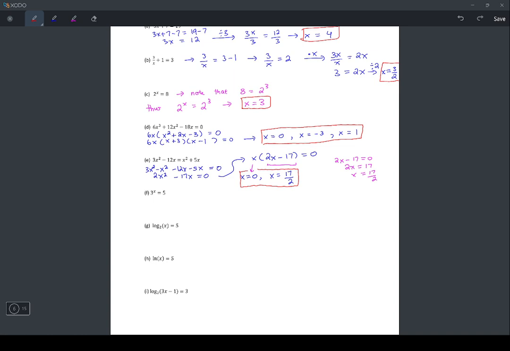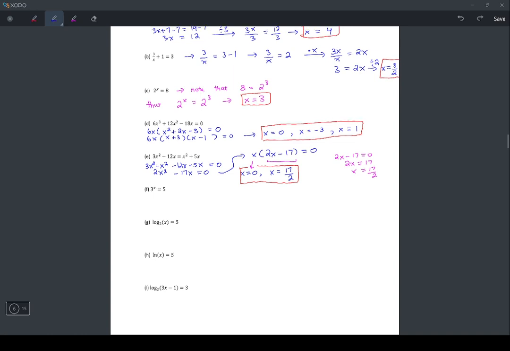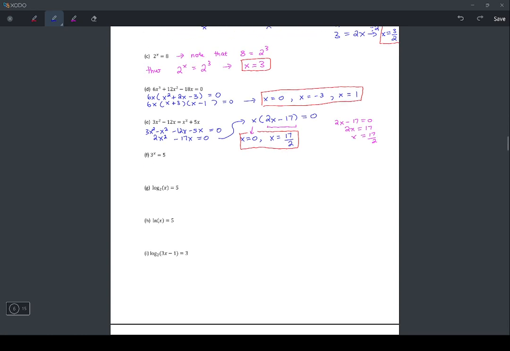Okay. Part F. 3 to the power of x is equal to 5. Well, 5 is not a perfect power of 3. 3 to the power of 1 is 3. 3 to the power of 2 is 9. There's no other whole numbers that are in between. So what I'm going to do is I'm going to use logs. So we need logs for this problem.